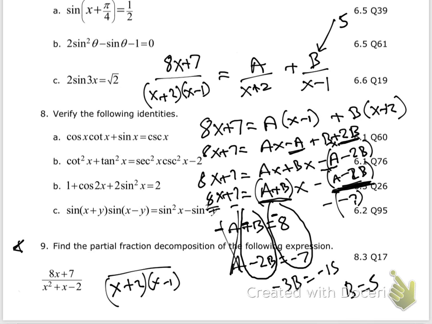Now, if that's 5, I just need to plug it back into one of the equations. Let's have a think. If I go a plus b equals 8 again, then if b is 5, a must be 3. And there's the answer, okay?